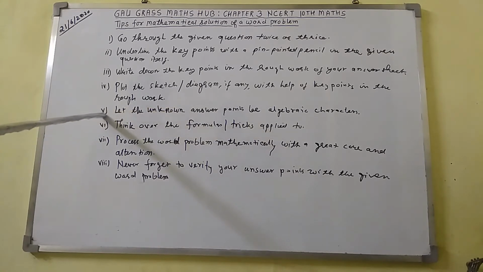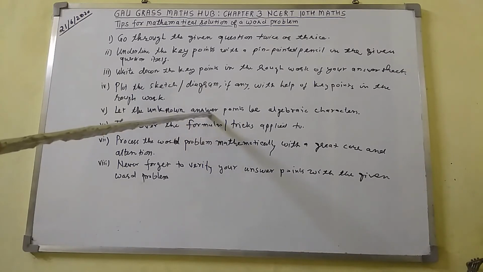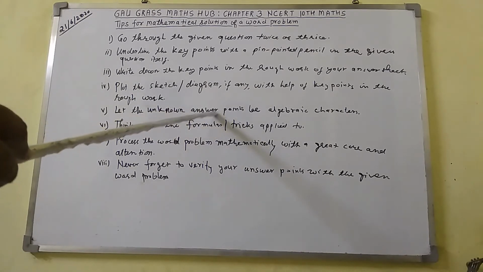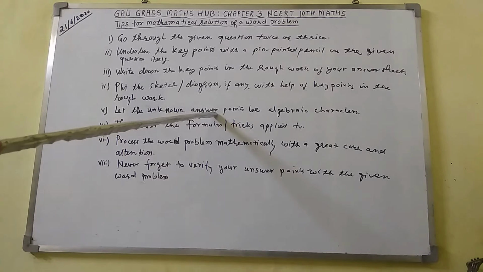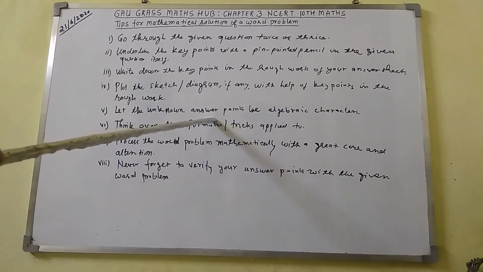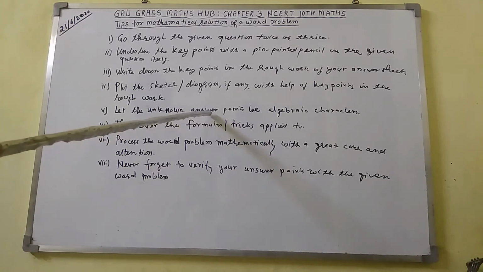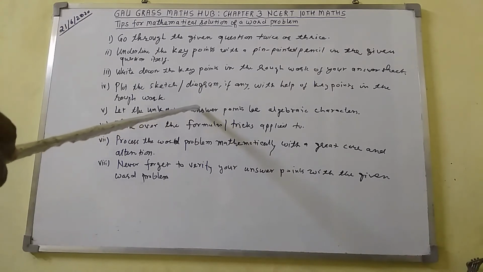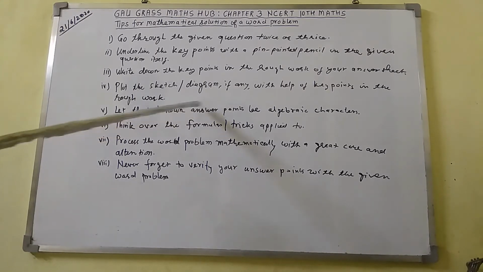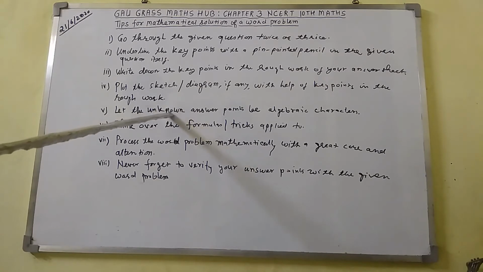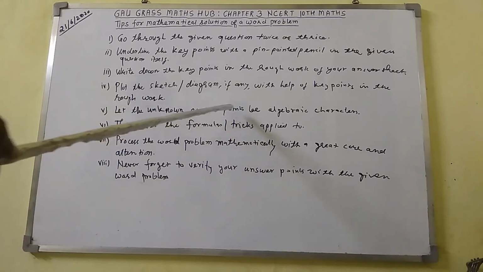Now what will you do in fifth point? In fifth point, you will let the unknown answer point. You have to note it from the question itself. In the last, one sentence is given, like find out the value of x and y respectively, or find out the total cost. Like that, the thing you have to find out is known as the unknown answer point.